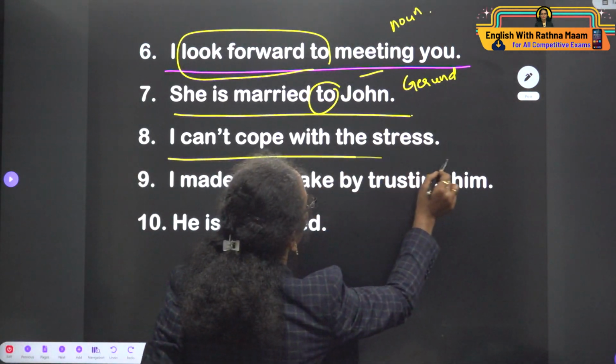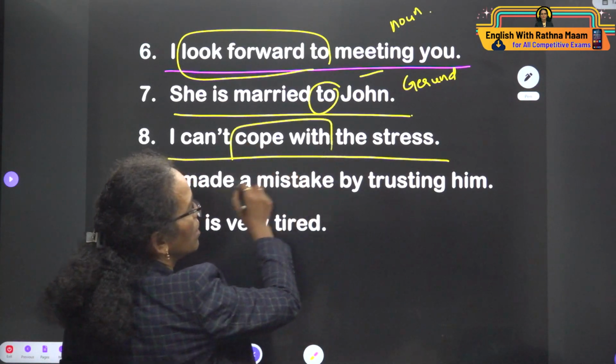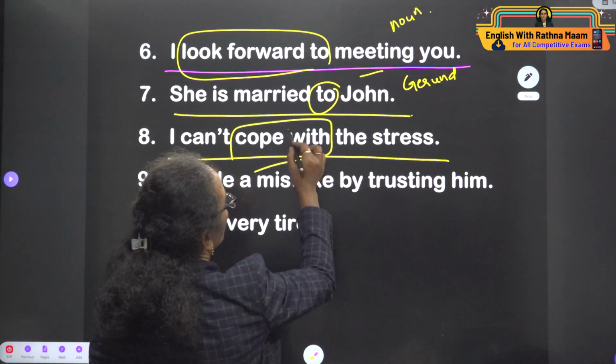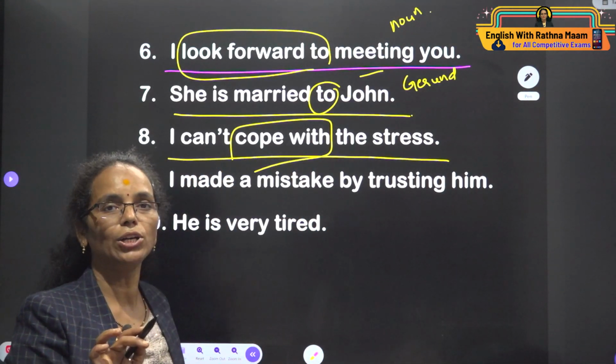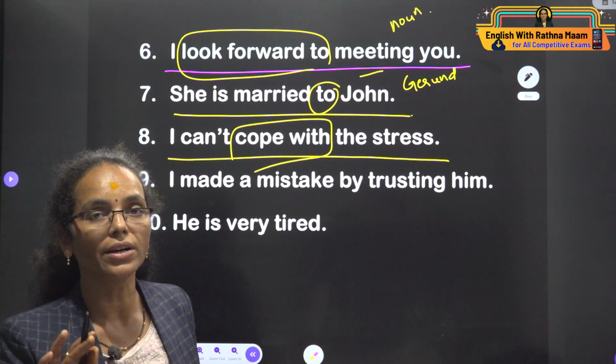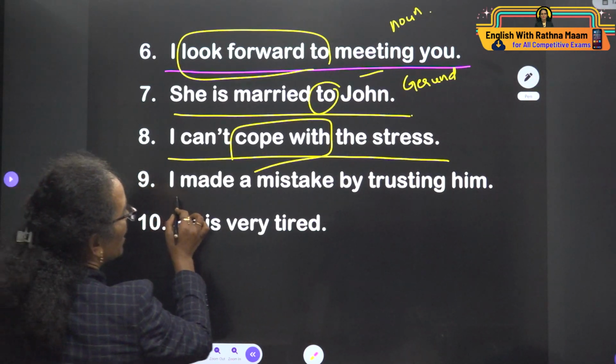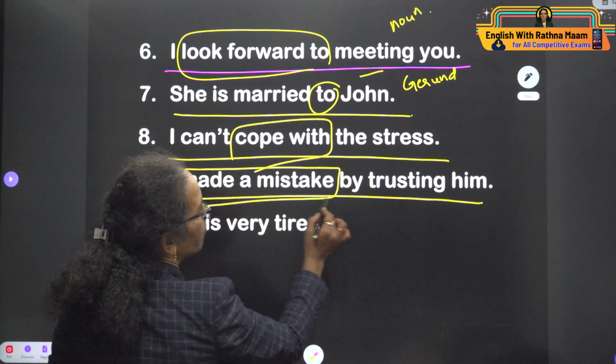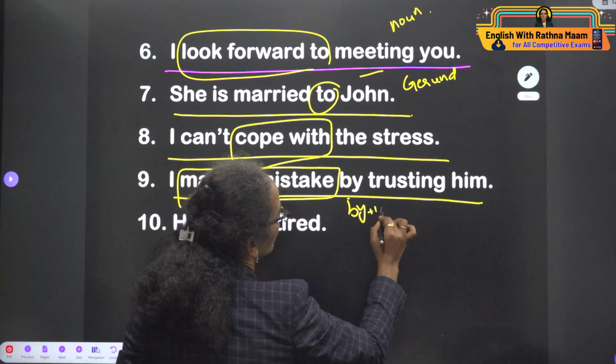I cannot cope with the stress. Cope with means manage or tolerate something. So cope with, not cope up with. We generally tend to say cope up with, but that is not the correct answer. I made a mistake by trusting him. Made a mistake should be followed by by plus V1 plus ing form.